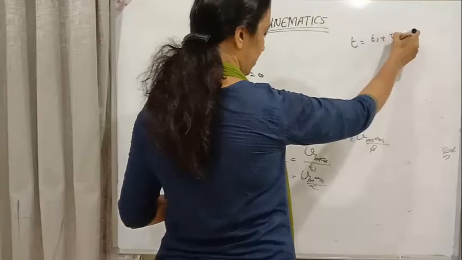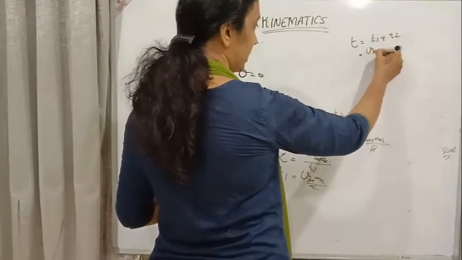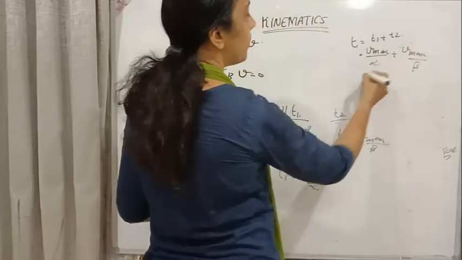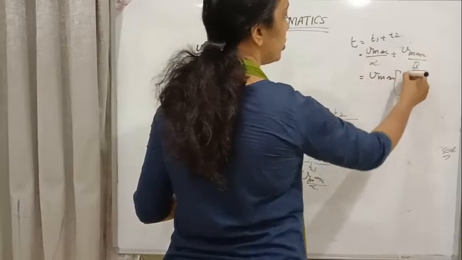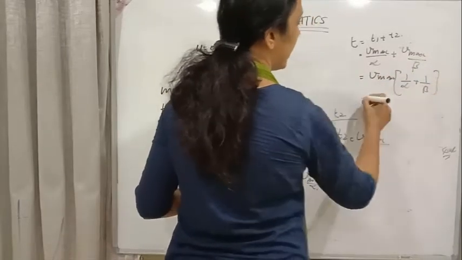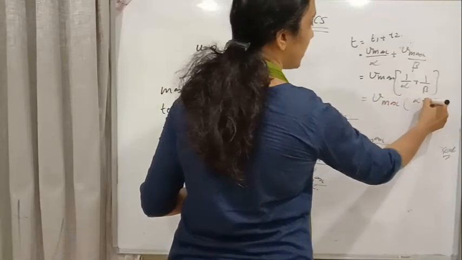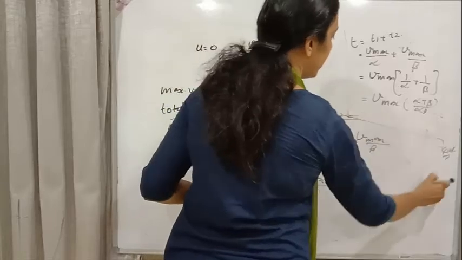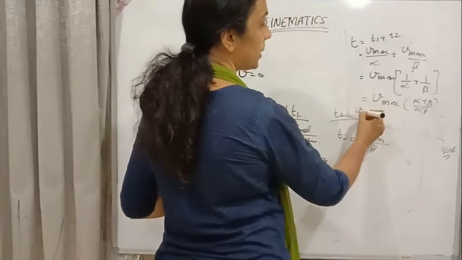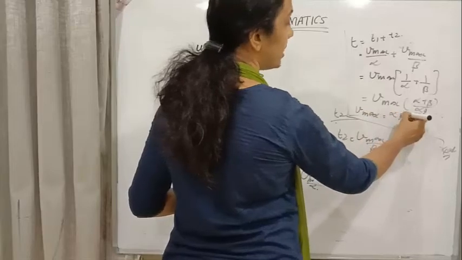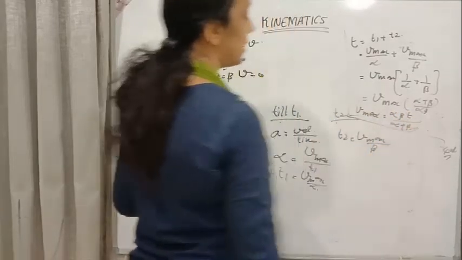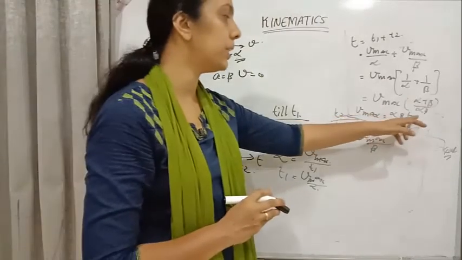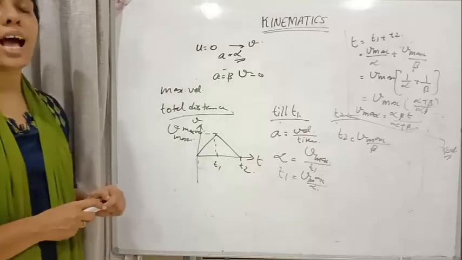Therefore t1 plus t2 will be equal to Vmax by alpha plus Vmax by beta. So we can write Vmax into 1 by alpha plus 1 by beta, that is Vmax into alpha plus beta divided by alpha beta. Hence t, which is already given, equals this, and Vmax will be equal to alpha beta t divided by alpha plus beta. This will be the maximum velocity, because in the question it is given that it took t seconds.